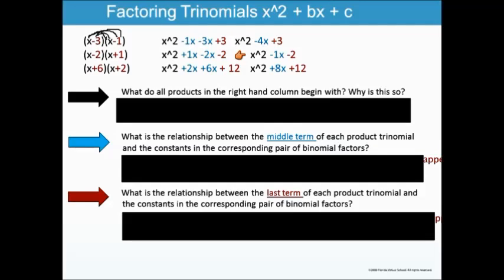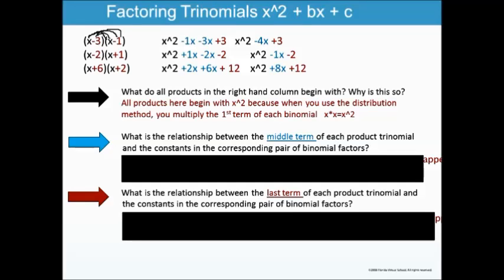Let's take a look at our questions down below. What do all products in the right-hand column begin with, and why is this so? Well, if you notice, the right-hand column trinomials all begin with an x squared, because our first step when using the distributive method was to multiply x times x. So all products here in the right column begin with an x squared because when you use the distribution method, you multiply the first term of each binomial, in this case an x, and x times x gives me x squared.